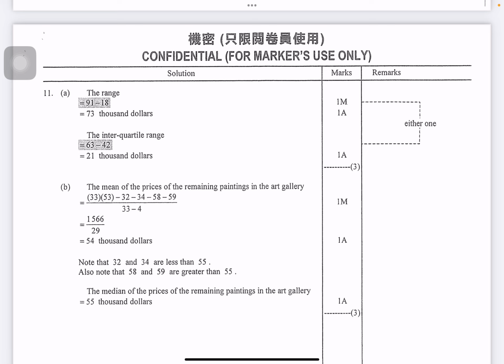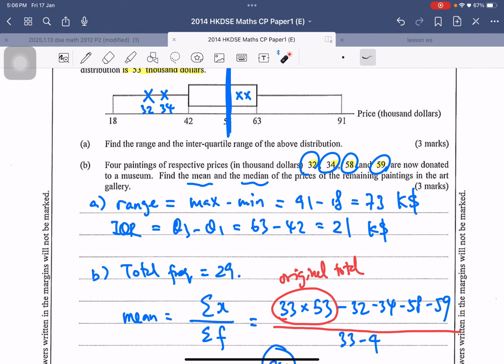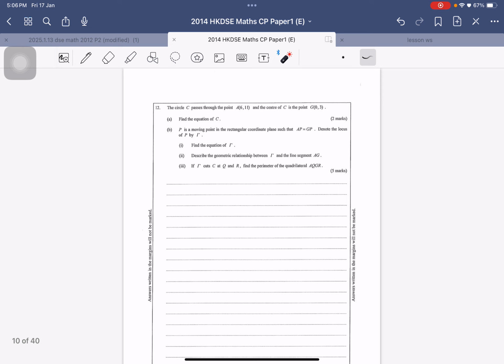Then don't you have to write that down? You don't need to write anything here. You can just write 55, because there's no one M here. The 1A is for the 55. When the marker sees 55, then it's okay. So next question.